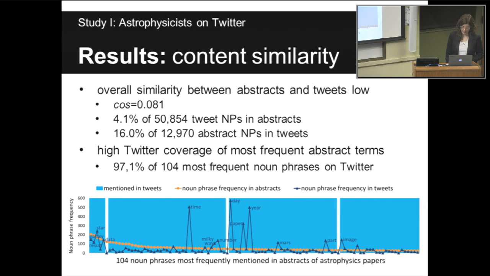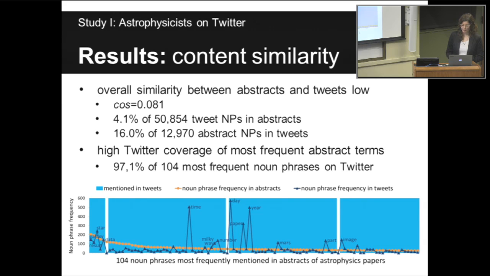Yeah. When we compared the noun phrases from the tweets and the abstracts, we found a very, very low correlation. So if the noun phrases on Twitter and in the abstracts were the same, we would have a cosine of 1, but we had one of 0.08. Of the 50,000 noun phrases overall that we had in the tweets, only 4.1% were in the abstracts, and the other way around. Of the 12,900 noun phrases from the abstracts, only 16% made it to Twitter.